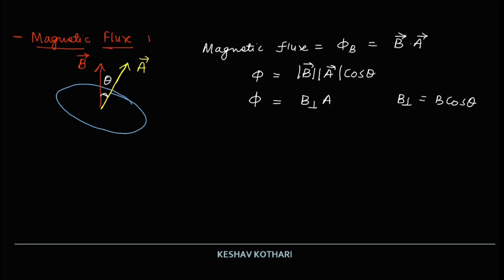The direction of the area vector is normal to the face of the area. So B cos theta is in the direction of A vector, which we have marked in the figure. Over here, if I draw the direction of B cos theta, this is the direction of B cos theta, that is in the direction of A itself. So B cos theta or B perpendicular into A can also be written as the value of magnetic flux.